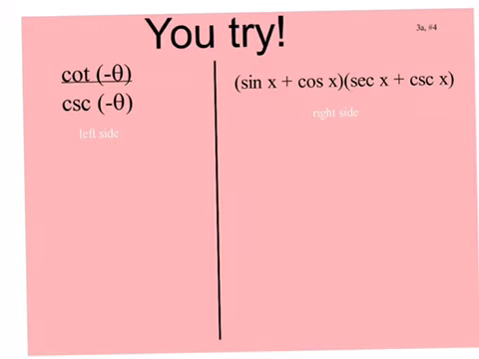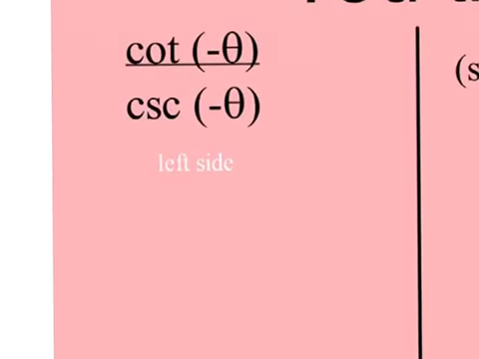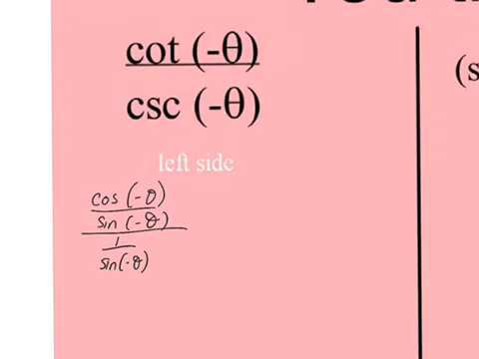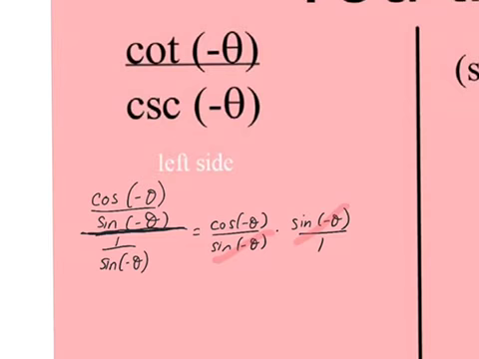Pause, see what you get. First problem, manipulate cotangent to change it to cosine over sine, and then cosecant becomes 1 over sine. When you are dividing by a fraction, that's the same as multiplying by the reciprocal. Little cross cancel here, and I wind up with an answer of cosine negative theta.